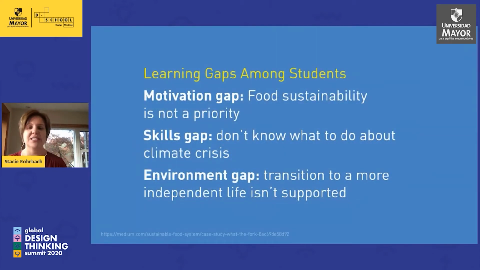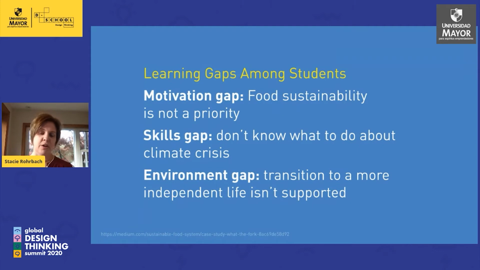In this instance, the team identified 3 major learning gaps in food sustainability education at Carnegie Mellon. They found a motivation gap where food sustainability is not a priority as school is demanding and incremental change over an extended period of time offers little feedback. They also found a skills gap where first-year students understand that a climate crisis is occurring, but they don't know what to do or how to help.